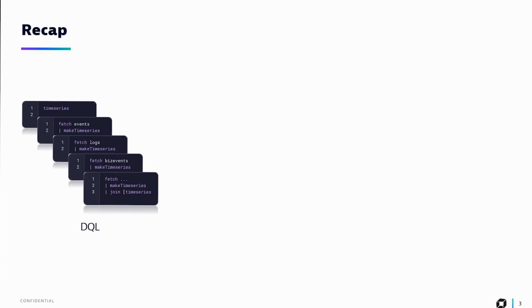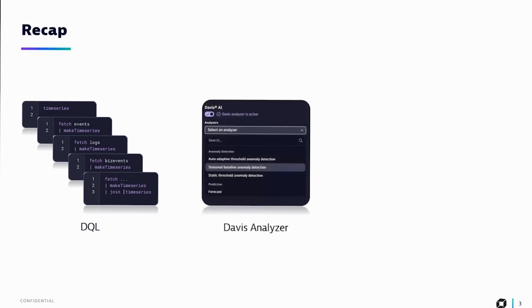So if you have your DQL in place, on top you can place your Davis Analyzer anomaly detection to identify what is normal and what is abnormal. We have three analyzers in place for anomaly detection: static threshold, auto-adaptive threshold, and seasonal baseline. And I promise you, in the future there will be additional analyzers where you can play around to simulate and that should help your use cases.